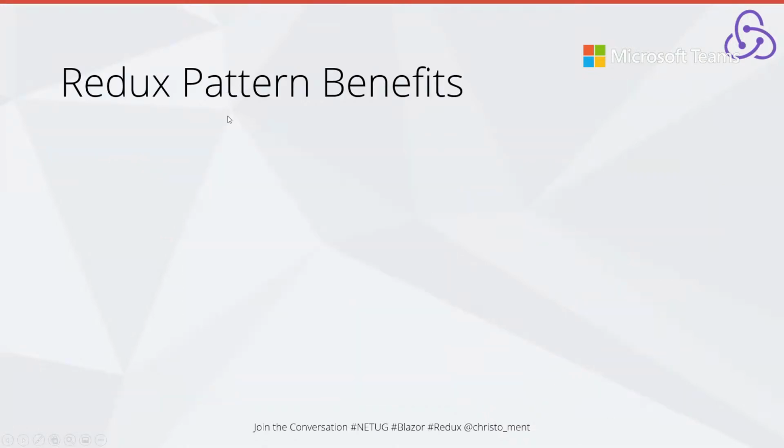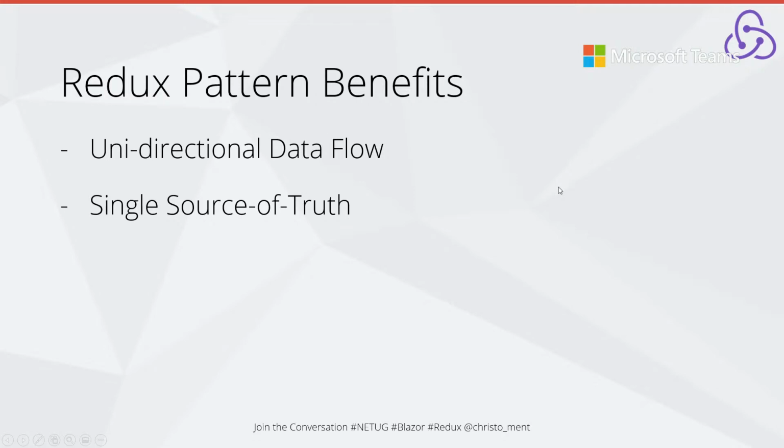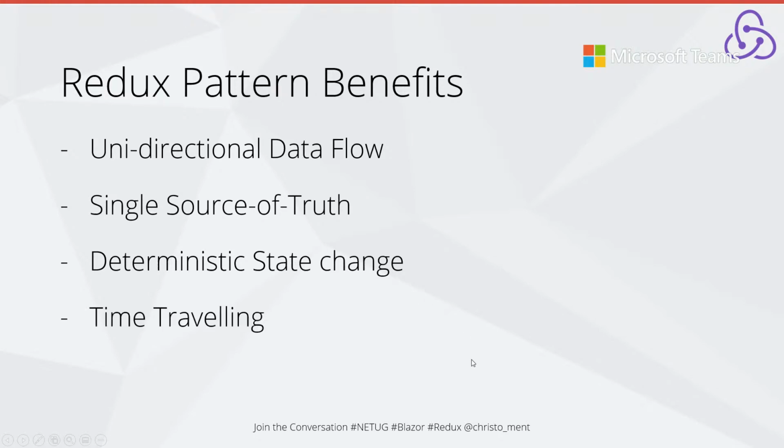So in summary, my most favorite benefits of the Redux pattern are, first of all, a unidirectional data flow with no accidental mutation. Next is a single source of truth, so you can take a peek at the state and know exactly what is in your view. It also has deterministic state change, so it's very easy to do unit tests. And lastly, one cool thing that we can do is time traveling. I will show you guys later on in my demo.